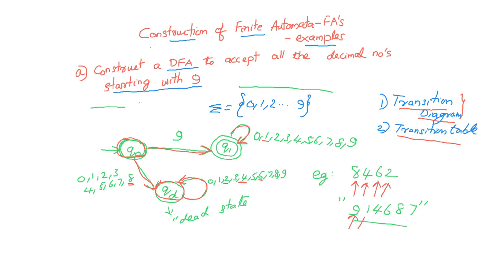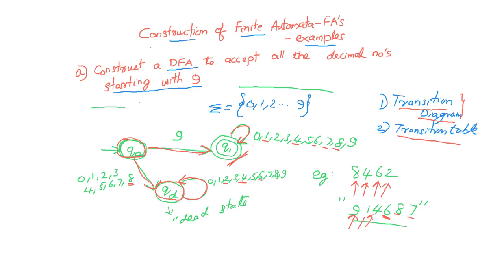Similarly, the next symbol is 4. The next symbol is also defined here, and so it will stay here itself. 6 is also defined here. The next symbol here is 6, so 6 is also defined, so you'll stay here. And 8 is also defined to be staying here. Similarly, the transition of 7 is also to the same state.